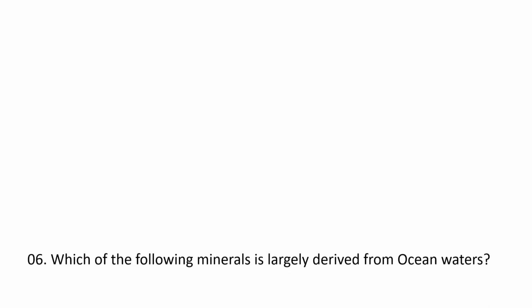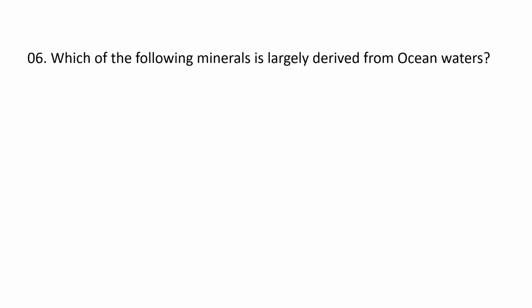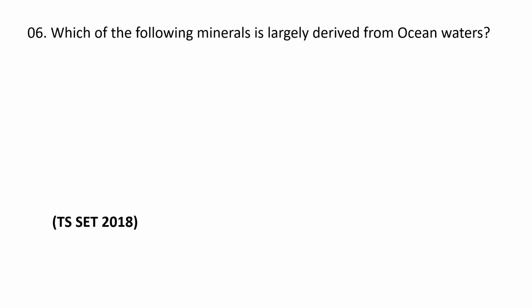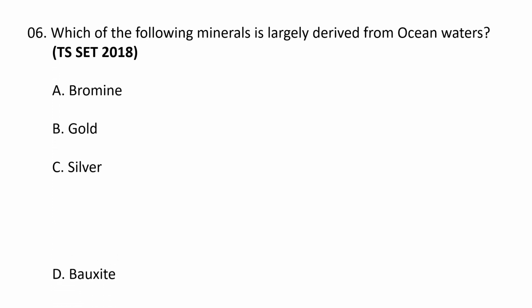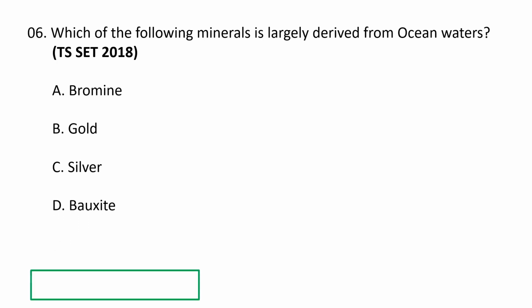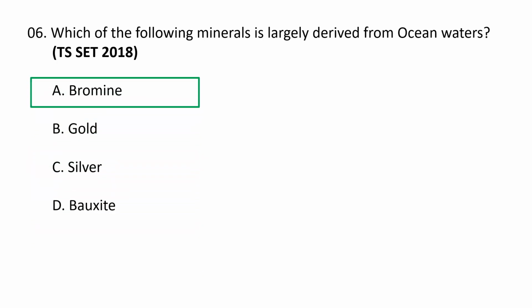Next question. Which of the following minerals is largely derived from the ocean waters? A. Bromine, B. Gold, C. Silver, D. Bauxite. So generally bromine is most largely derived from the ocean water. Apart from bromine, we can also get common salt and magnesium. These are more derived from the ocean waters.